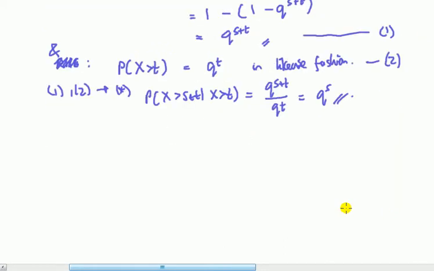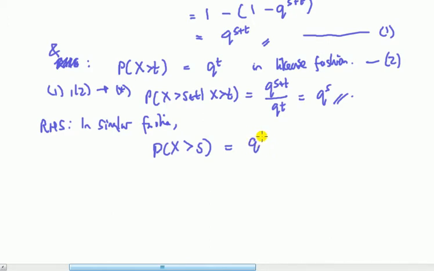And what I meant to say earlier is that the right hand side you can do in an analogous, similar fashion to the above. The right hand side is the probability x bigger than s, which is what we want, but we've just done all that calculation above. So what we get is q to the s as well. Hence we say that the left hand side equals the right hand side, done.